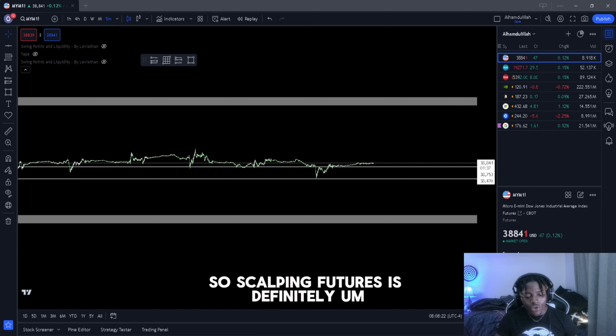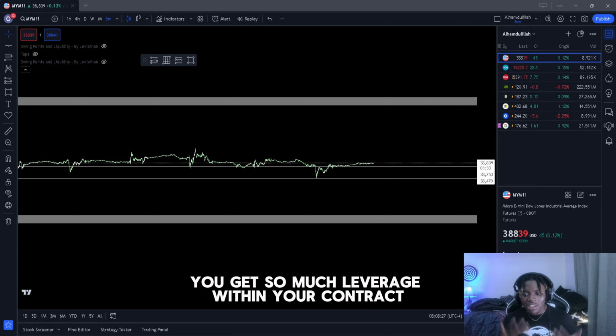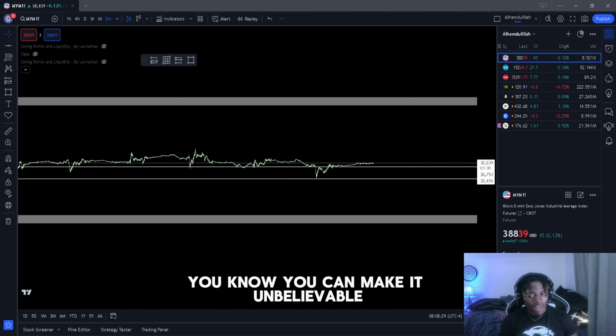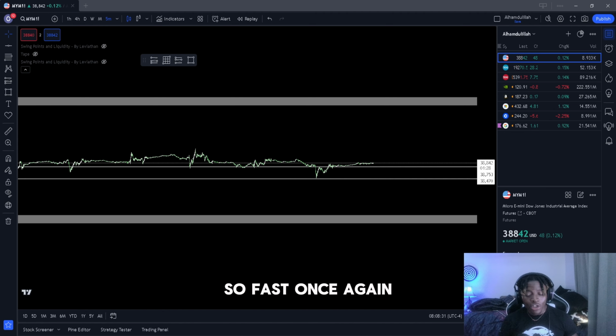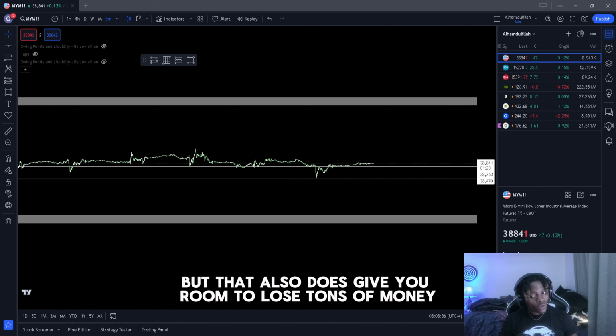So scalping futures is definitely highly recommended, especially since on futures you get so much leverage within your contract. You can make an unbelievable amount of money on futures so fast, once again, just because of how the leverage works. But that also does give you room to lose tons of money fast.